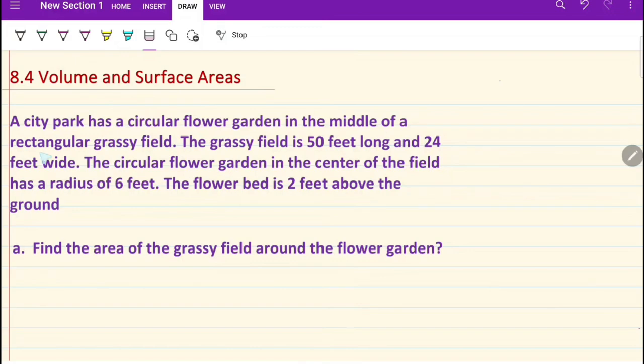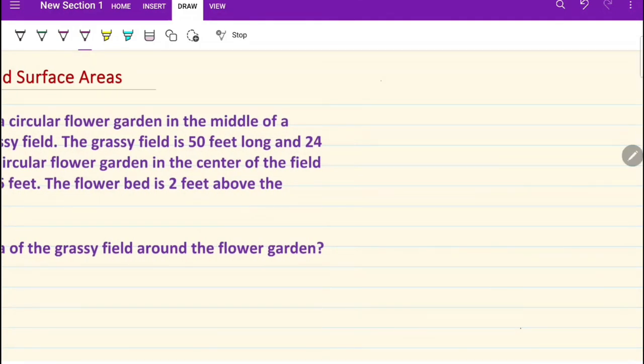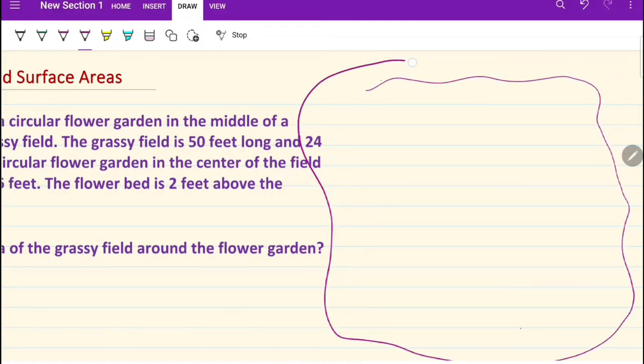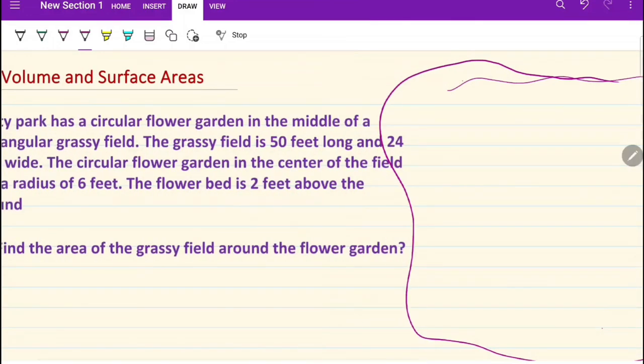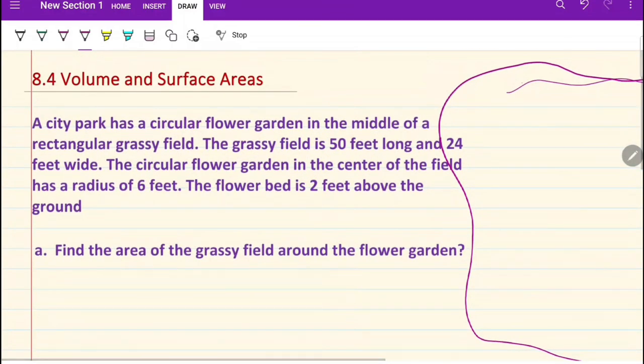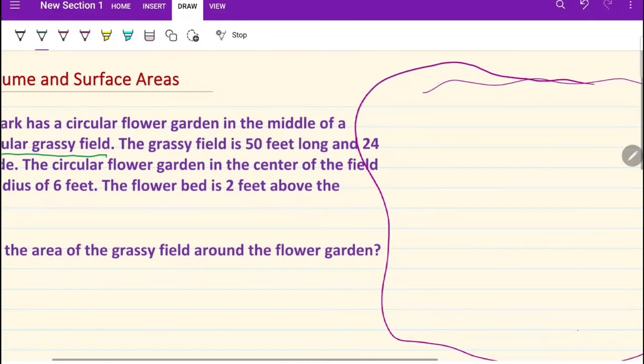All right. So it says here City Park has a circular flower garden in the middle of a rectangular grassy field. So they're talking about a city park. So let me just draw an outline or the boundary line of a park. Let's call this the city park perimeter. And then inside the city park is a rectangular grassy field. All right, so it's a rectangular shaped grassy field within the perimeter of the park.